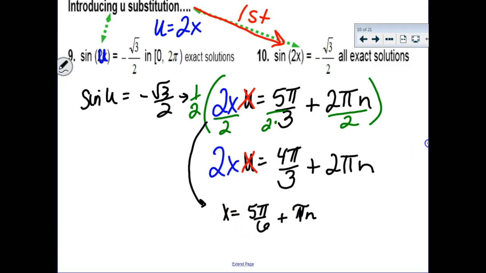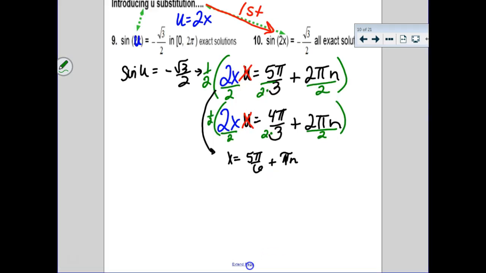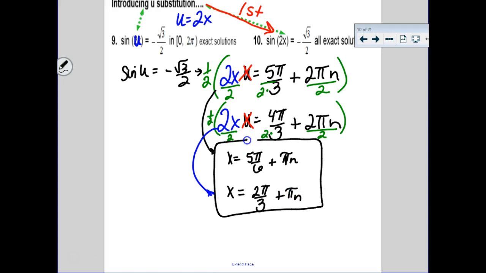Now you have to do that same thing for the other equation. Either multiply everything by a 1/2, or think of it as sneaking in a divide by 2 on all of them. So this guy becomes x equals, 4 pi over 6 reduces to 2 pi over 3. And here the 2's cancel again, so plus pi n. If all they want is a representation for all solutions, that's your answer.